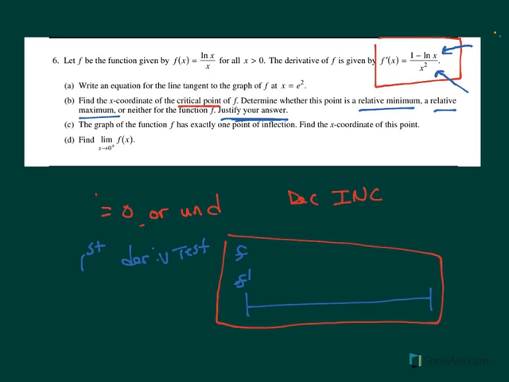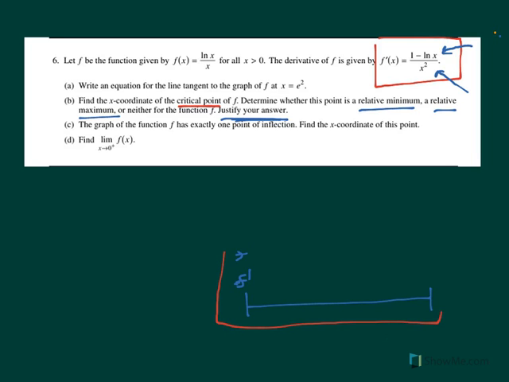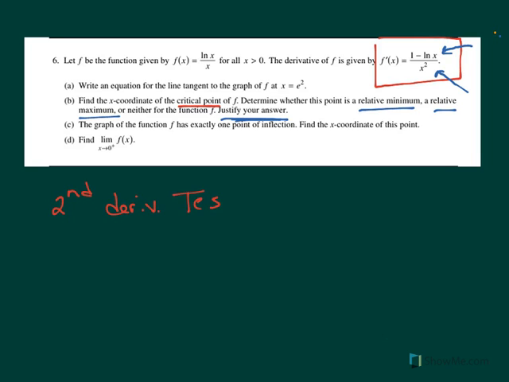And part C. Part C, the graph of f has exactly one point of inflection. Find the x-coordinate of this point. So if it's a point of inflection, that's going to be a second derivative test. So you're going to want to do a second derivative test and find your possible points of inflection.